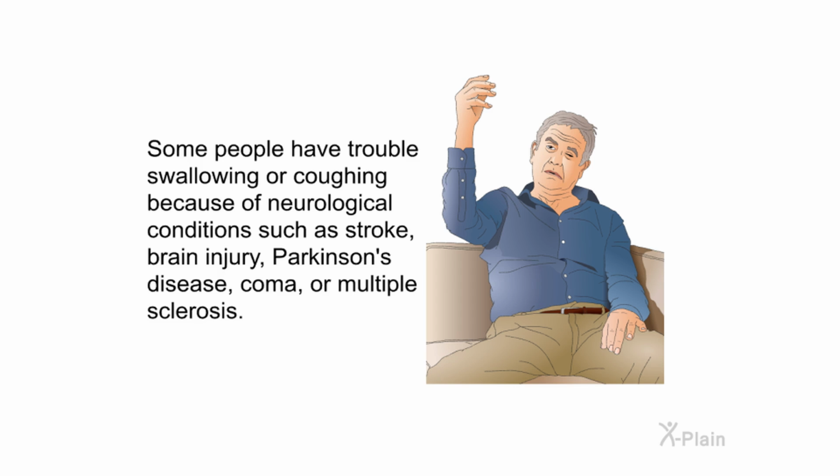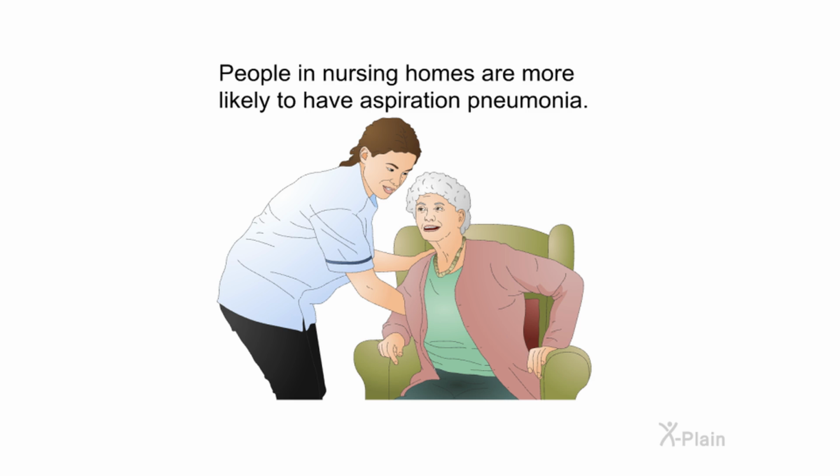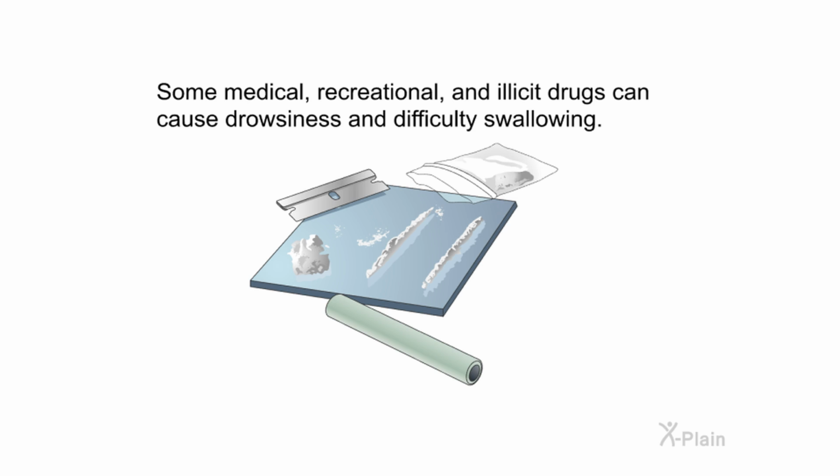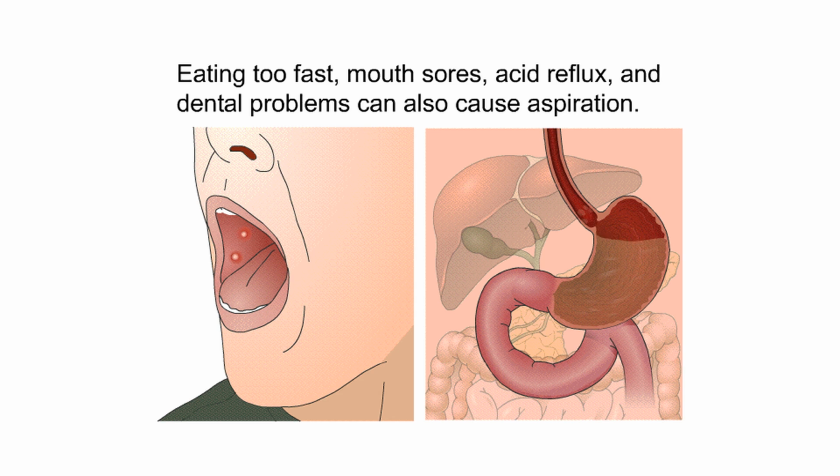Some people have trouble swallowing or coughing because of neurological conditions such as stroke, brain injury, Parkinson's disease, coma, or multiple sclerosis. People in nursing homes are more likely to have aspiration pneumonia. Some medical, recreational, and illicit drugs can cause drowsiness and difficulty swallowing. Eating too fast, mouth sores, acid reflux, and dental problems can also cause aspiration.